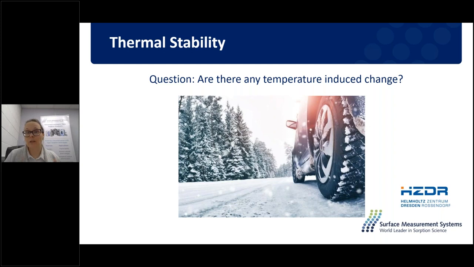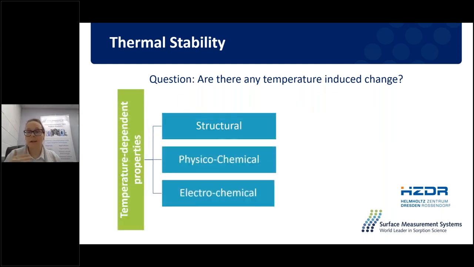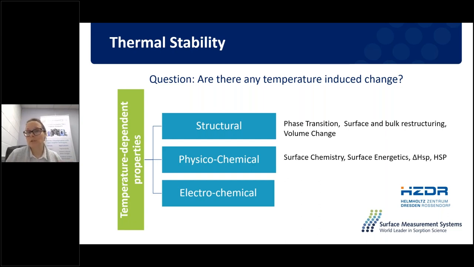Temperature can also affect properties at the molecular level of the battery materials. There can be structural, physicochemical, and electrochemical changes due to temperature. Examples of structural changes include volume change or phase transition. Some physicochemical properties can also change: surface chemistry, surface energy, and electron density. All these properties at the molecular level, which change due to temperature, probably affect the performance of battery materials in different weather conditions or environments.